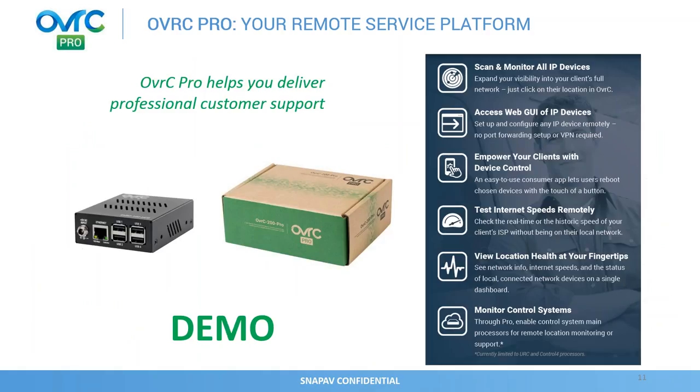So OvrC Pro is a SKU, OvrC-200-Pro is a SKU that you can purchase on our website. It's this box you see in front of you. It includes a little box on the left called OvrC Hub. It's a network appliance that once you install in the location, scans everything on that network, provides information back so that you can monitor non-Snap AV products. And we also included a number of other things. So I'm going to jump straight into the demonstration.